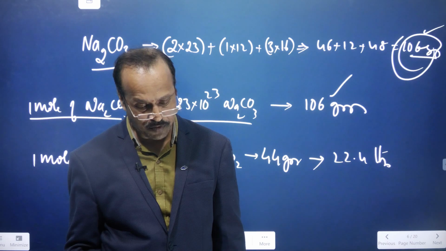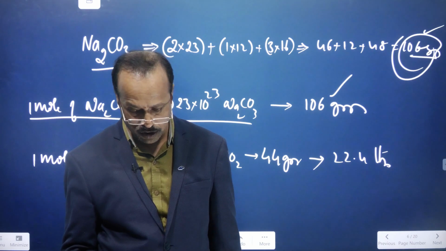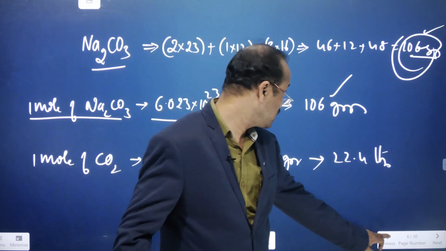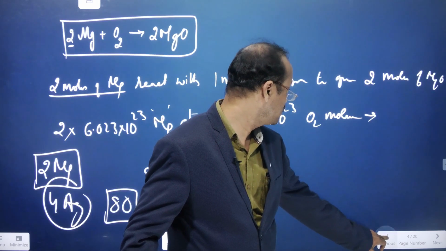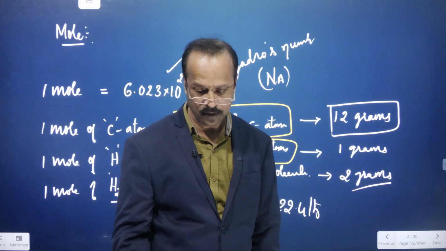The gram atomic mass of carbon is 12. Already we discussed this. The answer is 12. The carbon, that is 12 grams, right?